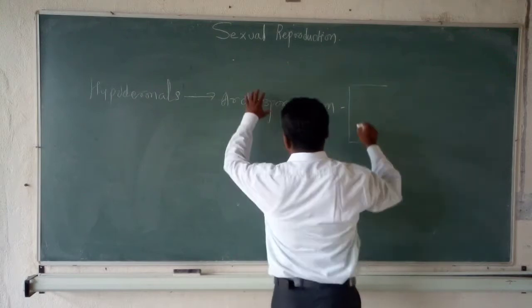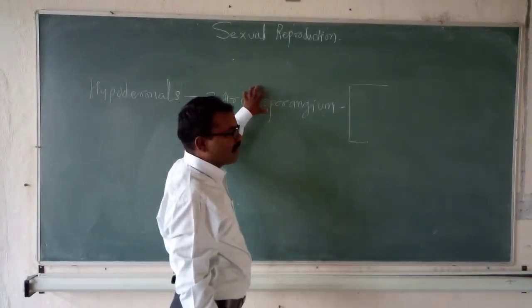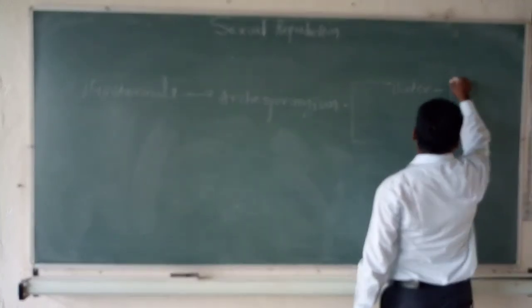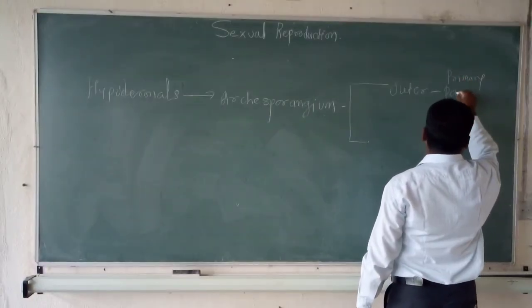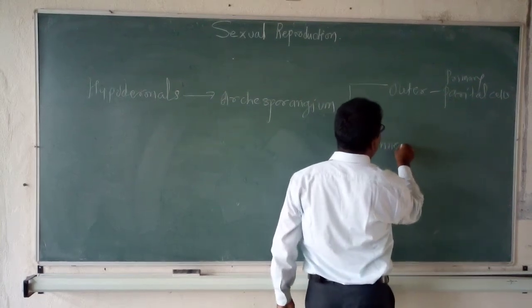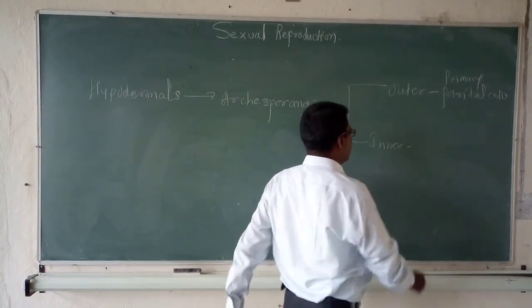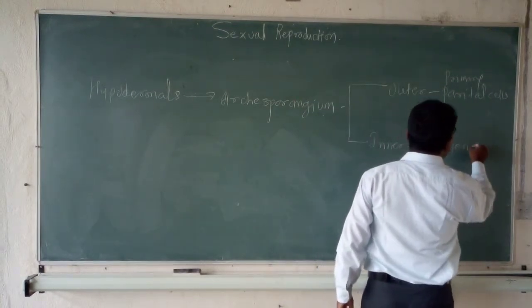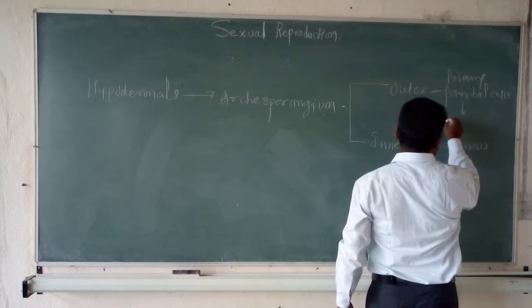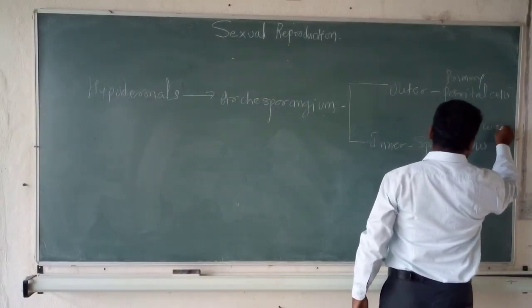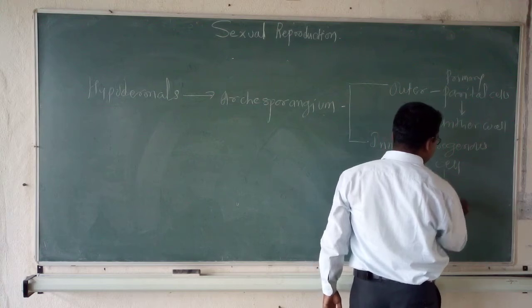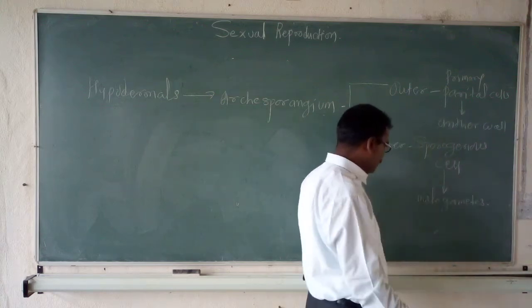The archaeosporangium gets divided into two types of cells: the outer primary parietal cells and the inner sporogenous cells. The parietal cell is converted into the anther wall, and the sporogenous cell is then converted into male gametes. This is the development of male gametes.